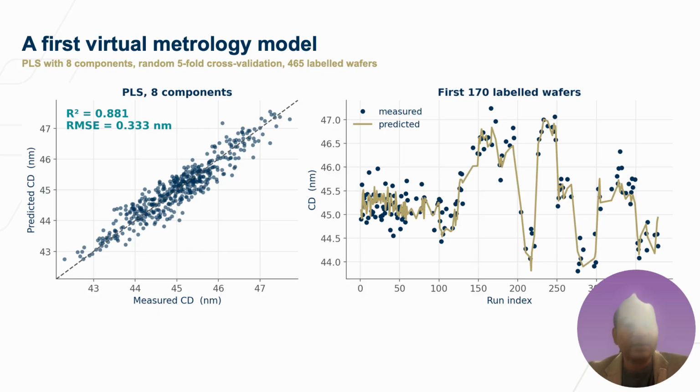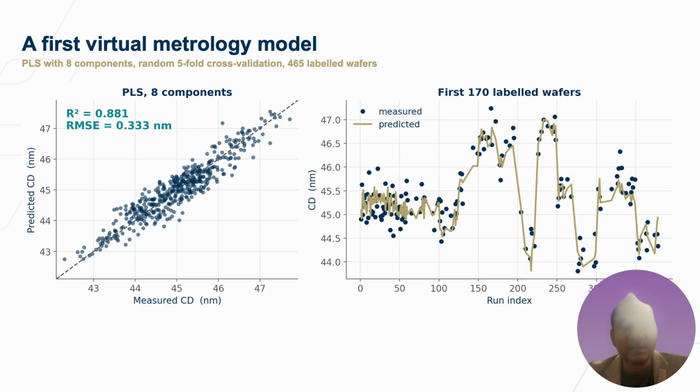And the metrology tool itself has 0.22 nanometer of noise, so we are within about 1.5 times the measurement error of the tool we are trying to imitate. And here it is in time order for the first 170 labeled wafers. Navy points are measured, the gold line is predicted. It tracks the real excursions, the run up around wafer 150 and the drop after.